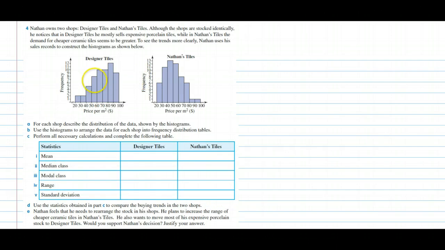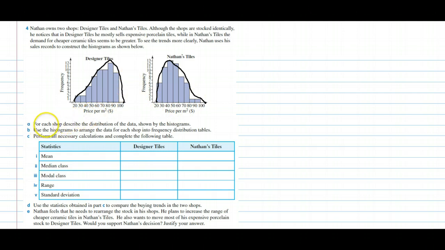Okay, in this question we're provided with lots of information. We've got 2 tile shops, Designer Tiles and Nathan's Tiles, and it's telling us about the price per square meter of the different tiles that they have. Okay, the first thing I'd like to do upon seeing this is to try and draw a bit of a rough polygon around the histogram to give us a better idea of the shape of the data. Okay, that's going to help us later on.